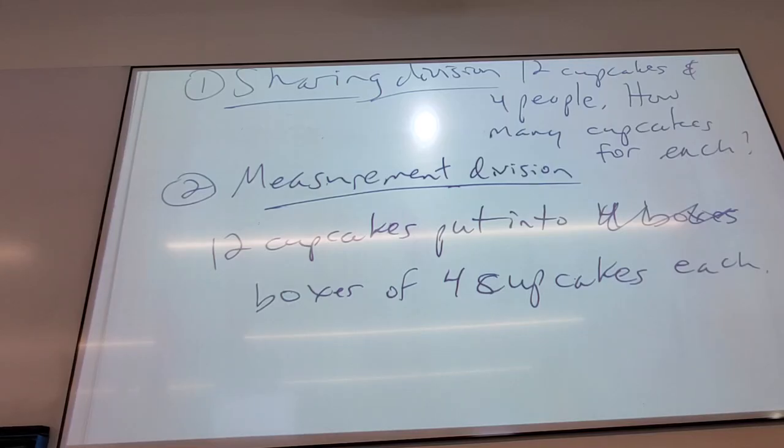You with me? Physically, the first one is 4 kids, and the second one is 3 kids. Yes? The first one, they each get 3 cupcakes, and the second one, they each get 4 cupcakes. So the math was 12 divided by 4. The physical situation for both is different. Do you guys see the difference between sharing and measurement?